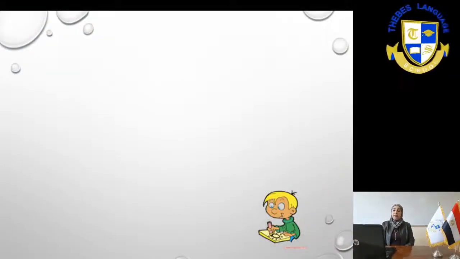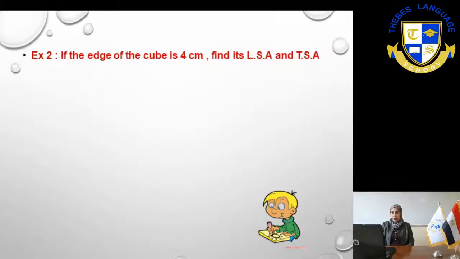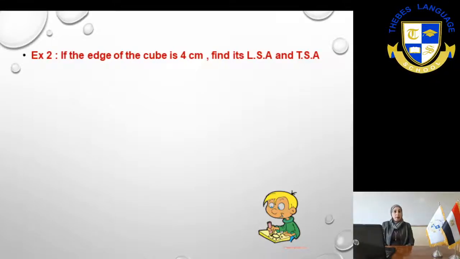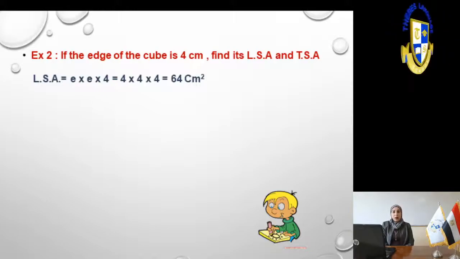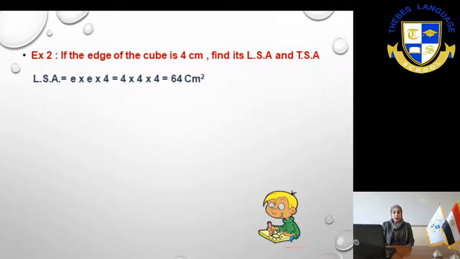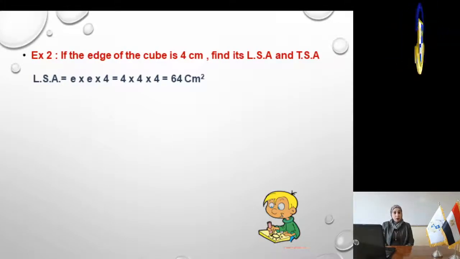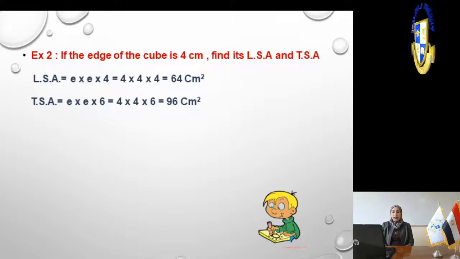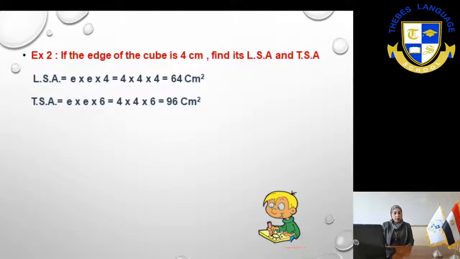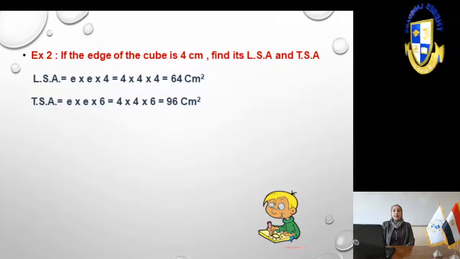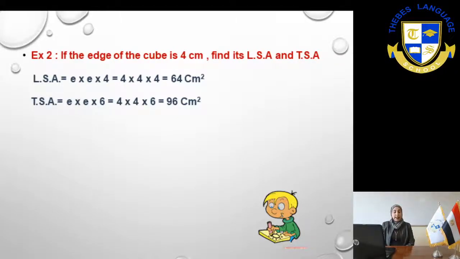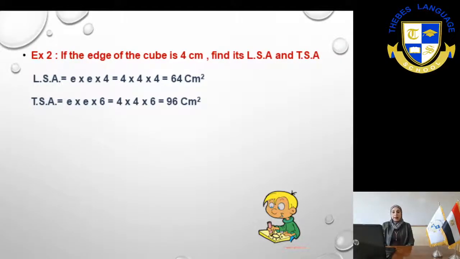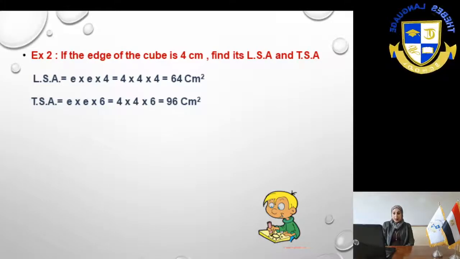Example 2, if the edge of the cube is 4 centimeters, find the lateral surface area and the total surface area. We said before, lateral surface area equals edge times 4 equals 4 times 4 times 4 equals 64 centimeters squared. Okay, the total surface area, calculate area of a face multiplied by 6 equals edge times 6 equals 4 times 4 times 6 equals 96.